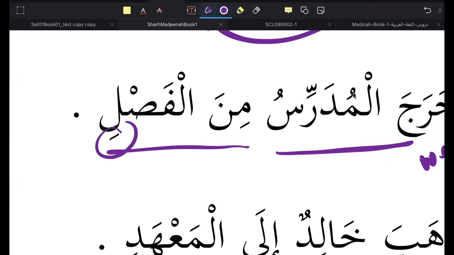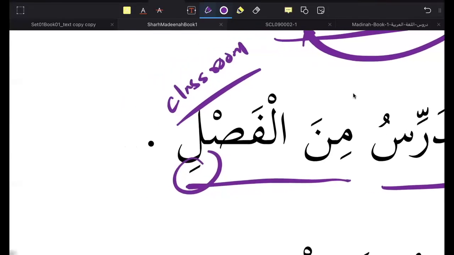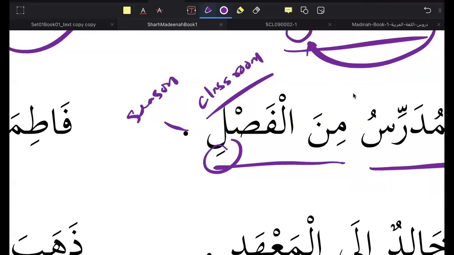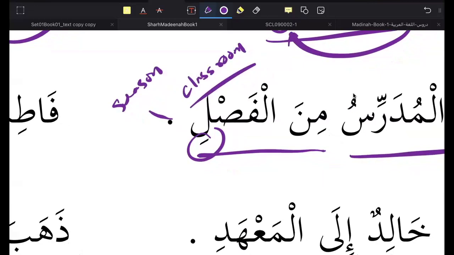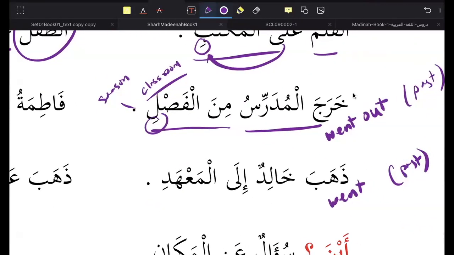What does fasl mean? Fasl has a lot of different meanings. Here it means class. You can say classroom. Fasl can mean season, like fasl is صيف, summer. Fasl also has the meaning of sections. You'll find the word fasl a lot when you read Arabic books. Whenever they want to divide a section, they put fasl. So fasl has a lot of different meanings. Now, makes sense? So خرج المدرس من الفصل.